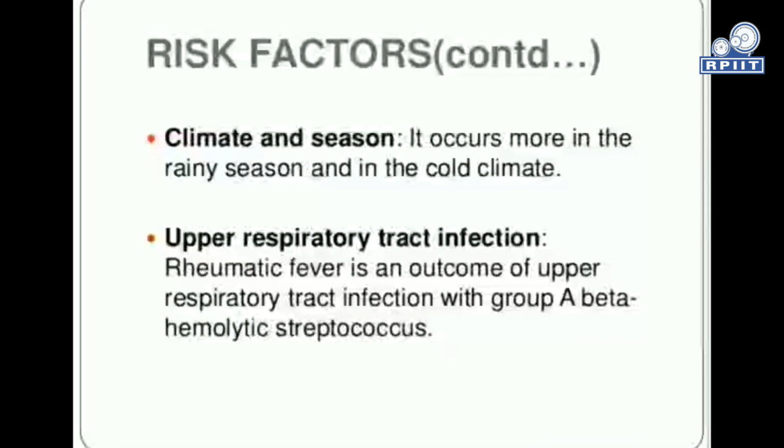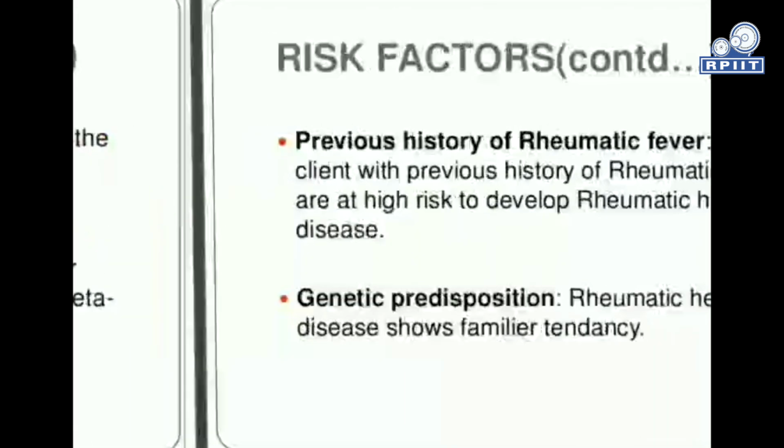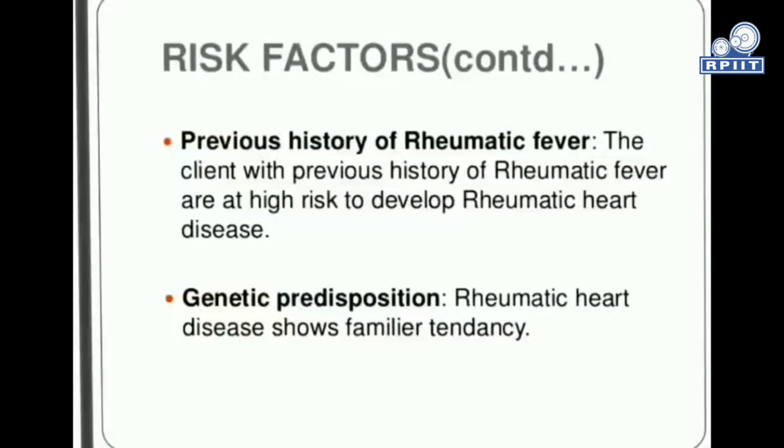Next is climate and season. It occurs more in the rainy season and in the cold climate. Next is upper respiratory tract infection. Rheumatic fever is an outcome of upper respiratory tract infection with group A beta hemolytic streptococcus. Next is previous history of rheumatic fever. Clients with a previous history of rheumatic fever are at high risk to develop rheumatic heart disease. Next is genetic predisposition. Rheumatic heart disease shows a familial tendency.